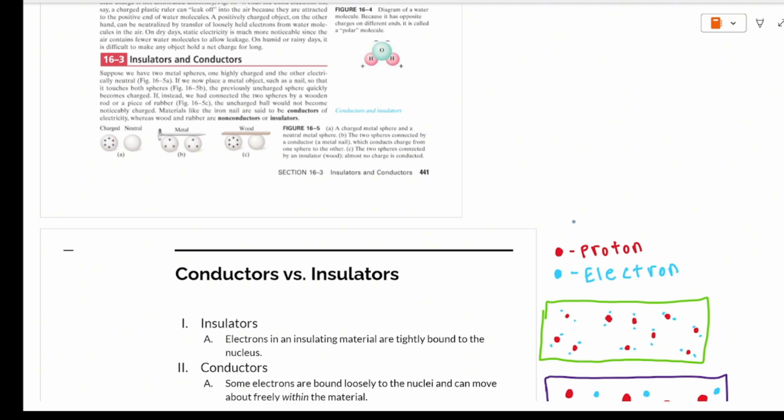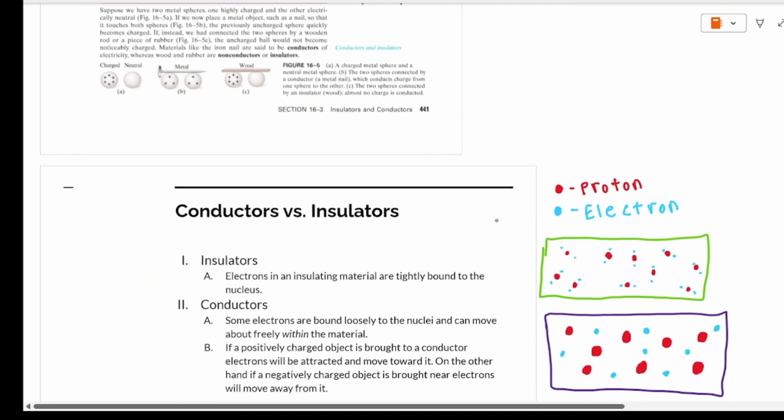So that leads us to insulators and conductors. As I have drawn here, in an insulator, all the electrons are tightly bound to each nucleus, and they're not really going to be able to move around very easily or escape the material or atom. Meanwhile, in conductors, electrons are more loosely bound to the nucleus and can move around freely within the material. Notice they don't easily leave the material.